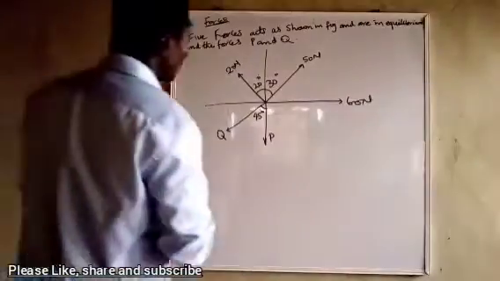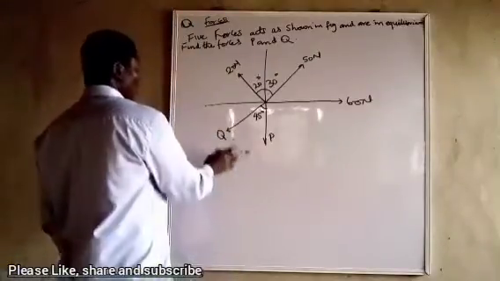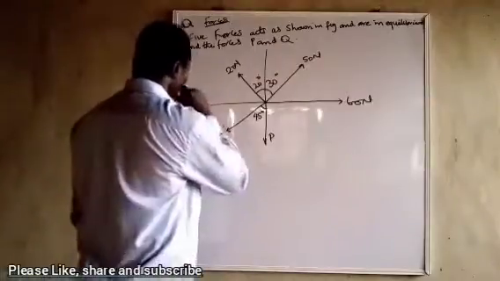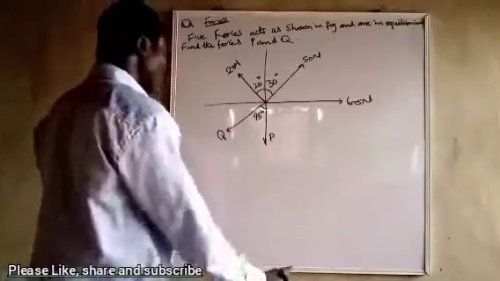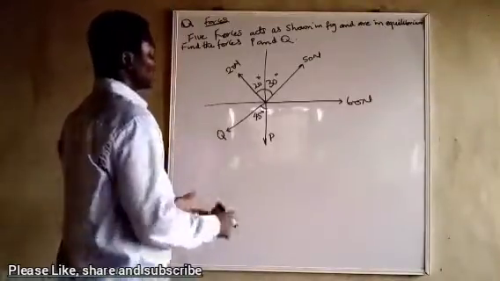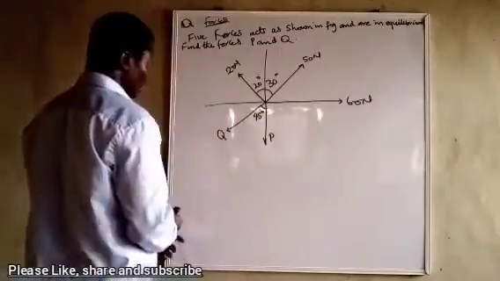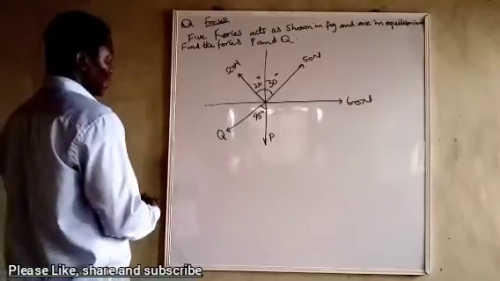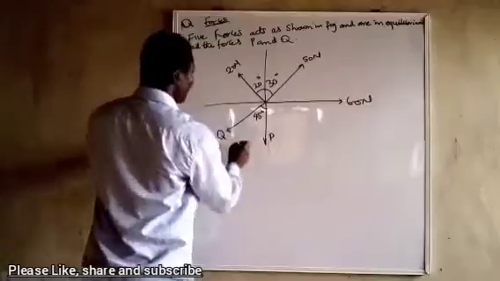5 forces act as shown in the figure and are in equilibrium. Find the forces P and Q. So you know that forces at equilibrium, the net summation is 0. So what are you going to do? You can draw polygon of forces, or you can use resolution of vector. Breaking each force in vector form, or you just use your normal resolution of vector and add each. So I will use normal resolution of vectors. Let's do that one.